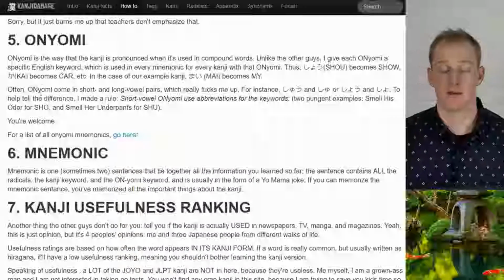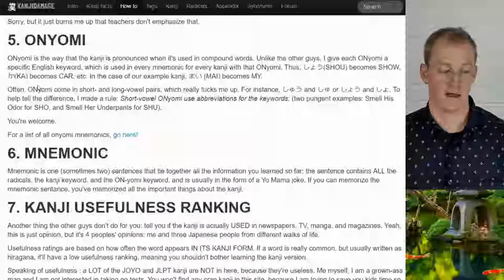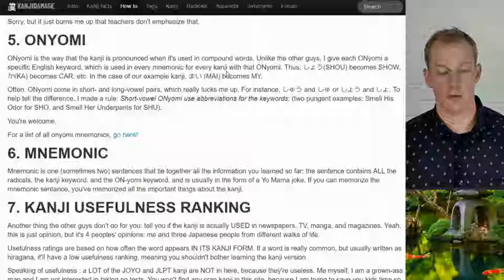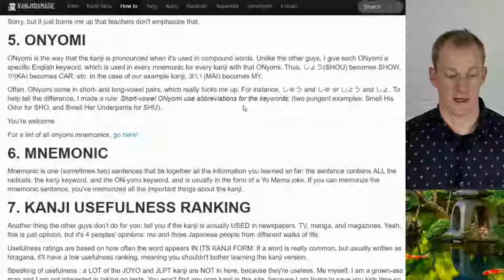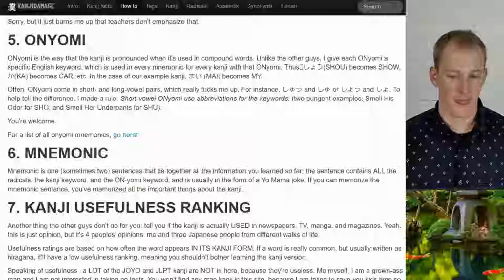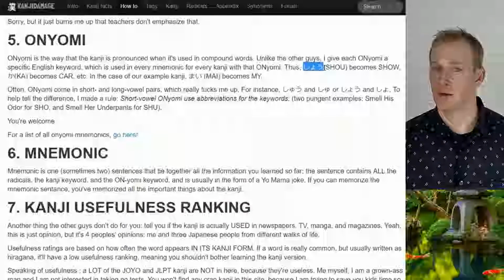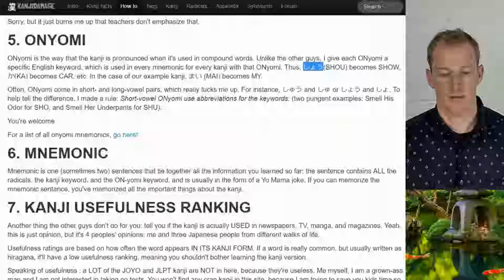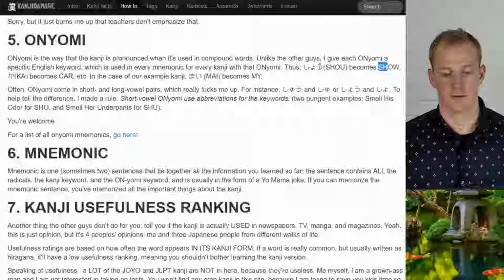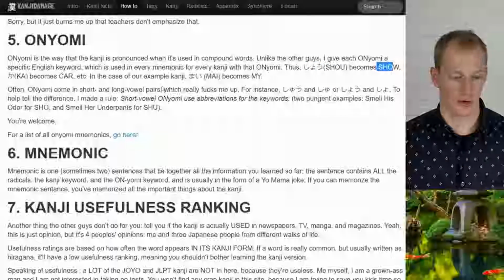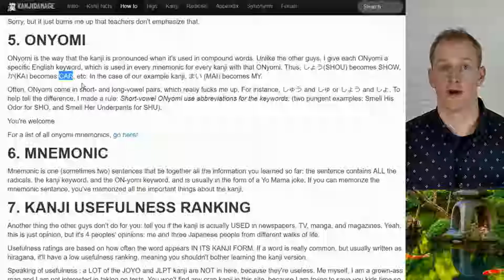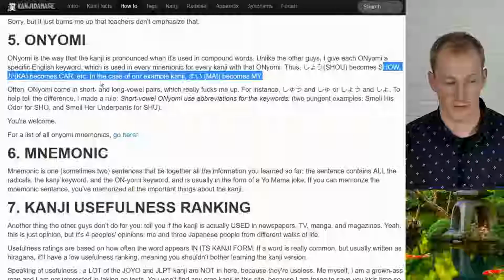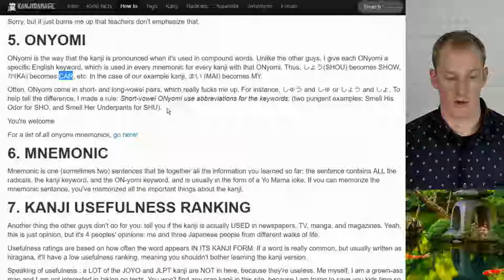Onyomi. Now, again, another feature of this website is he'll put the onyomi, but also make a mnemonic for it. So he treats the onyomi like a radical itself. Now, he doesn't just give you it and then you have to remember it, but he makes English words out of it. So this sho becomes "show," ka becomes "car." All right, so again, we can incorporate that into the mnemonic, right?